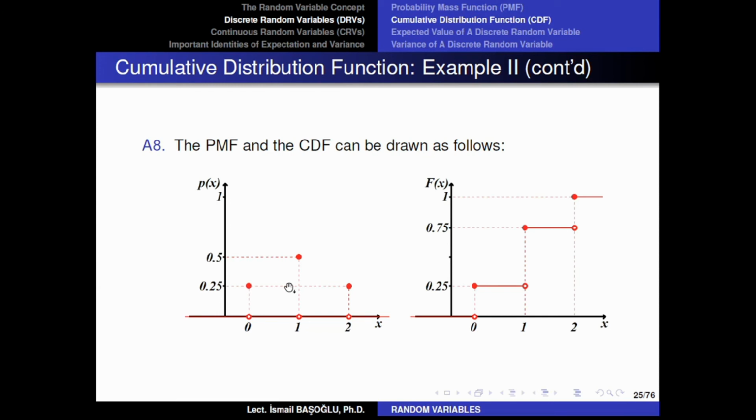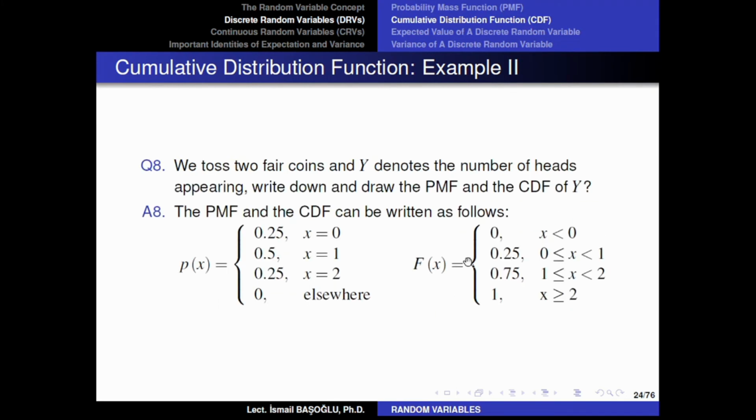And even if I move forward, the total accumulation will not change because there is no other probability mass up to this point. As you can see, as I move from 0 to 1, the accumulated probability does not change. But when I reach 1, the accumulated probability will become 0.75, which will remain the same until I move to 2. And when I reach 2, the cumulative probability will become 1. So as you can see, again, we have a stair-shaped function, which is non-decreasing, and that goes from 0 to 1.